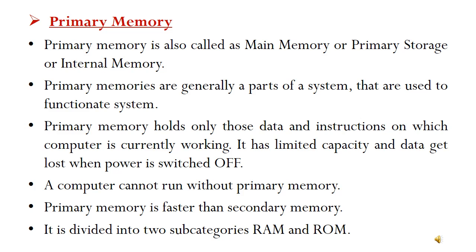So, primary memory is the main memory of the computer system. It is used to function the system and hold only those data and instructions on which the computer is currently working. Without primary memory, the computer cannot run. And primary memory is also faster than the secondary memory.